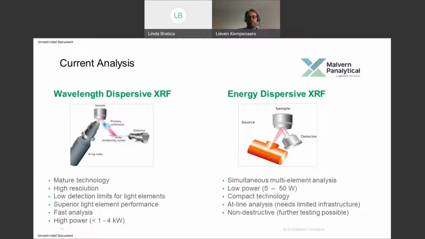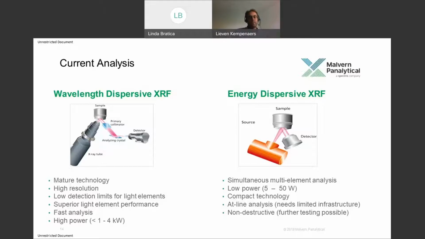It produces high-resolution data, also very low detection limits, for the light elements and for the heavy elements. It's also a fast method. That's why it's also used in the metal industry, petrochemicals industry. One of the disadvantages is that because it's so fast, it also requires a high power excitation source, X-ray tube. And that means with a high power, you excite the sample, but you also heat up the sample.